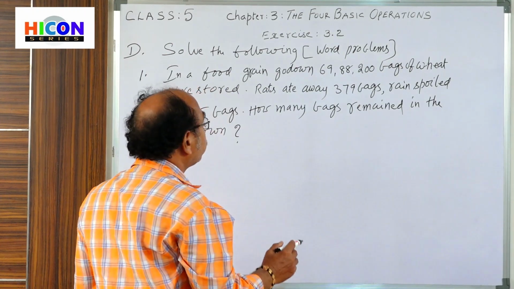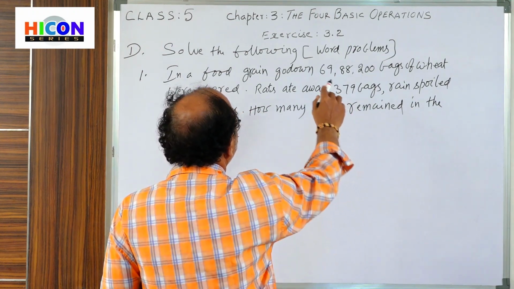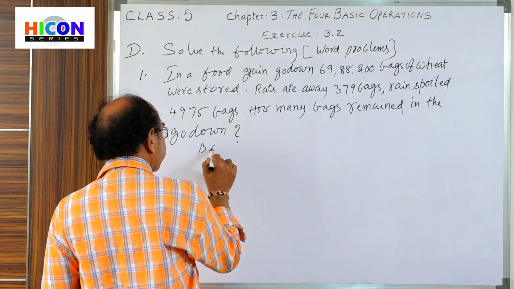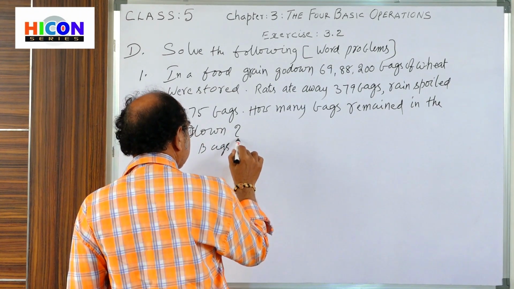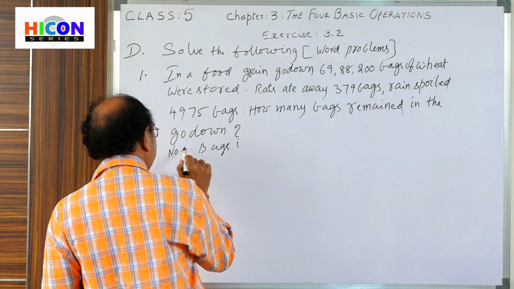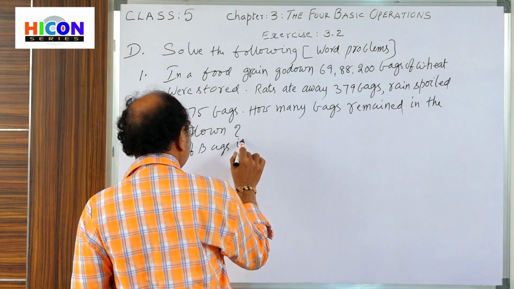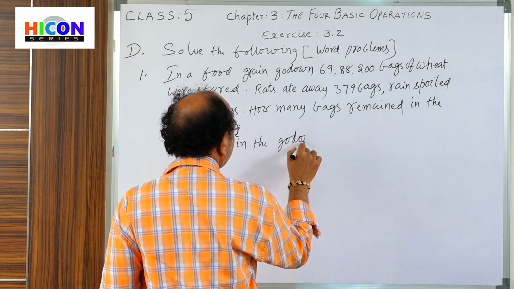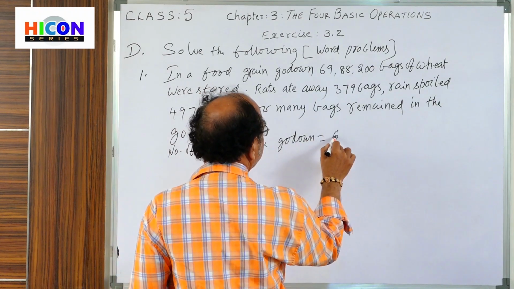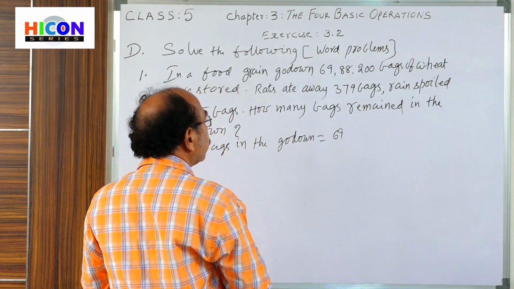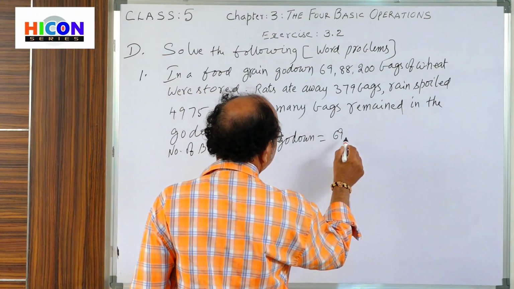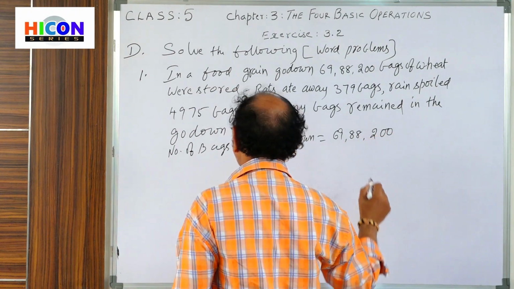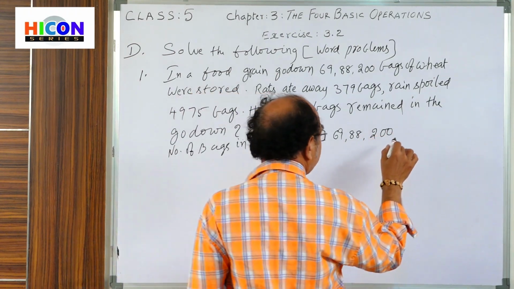Right. So the first step you write: number of bags in the godown. How many? 69 lakhs 88,200, the very beginning number.